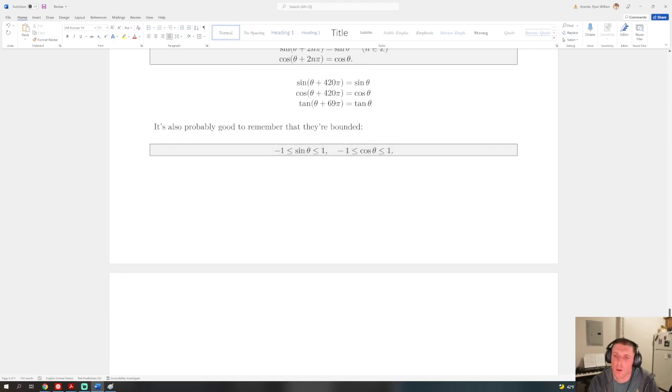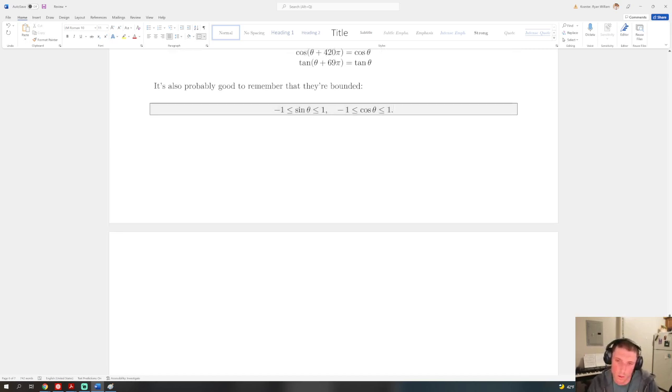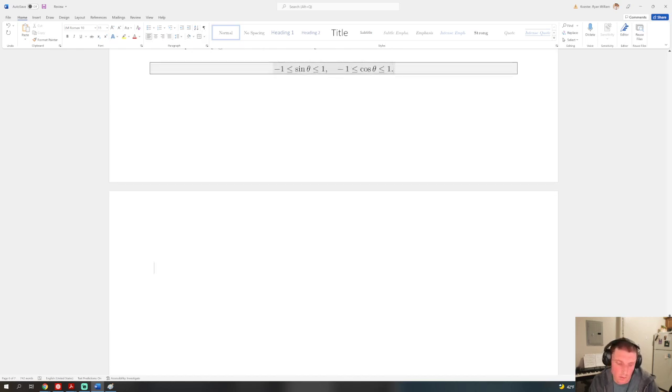So keep this in mind, that sine of anything is bounded between -1 and 1, and cosine of anything is bounded between -1 and 1. And one more time, you can always just plot these things to remind yourself that this is the case if you can't pull it out of your brain. Or just put it on your sheet of notes, right? I don't think there's anything wrong with having this on your sheet of notes. Okay. That is, I think, everything that is important conceptually.